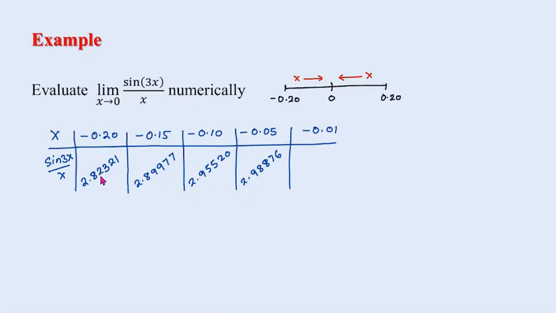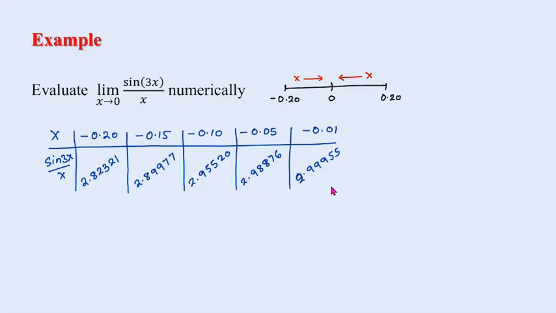Okay, here it is 2.8, 2.89, 2.95. That's how they are increasing. Now, if we try this one, let's see what we get. If we plug in negative 0.01, the value will be 2.9995, 2.99955.